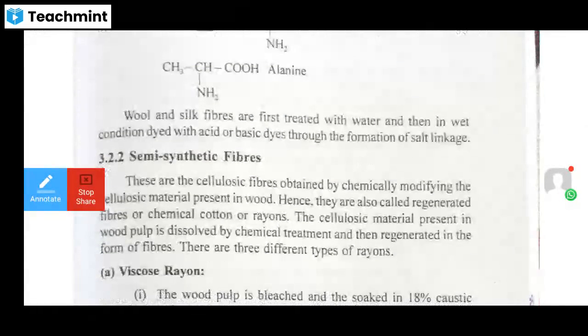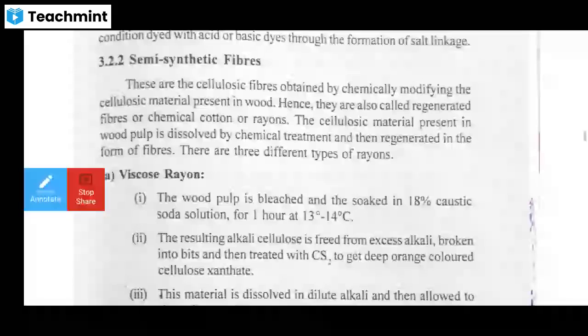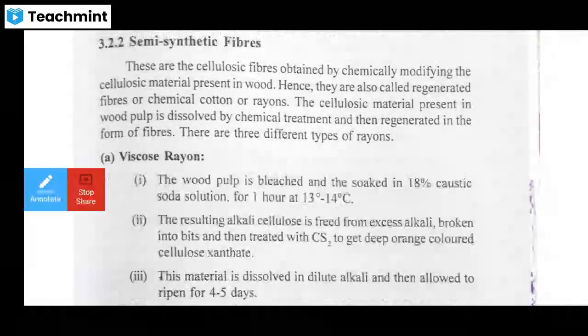Wool and silk fibers are first treated and then, in wet condition, dyed with acid or basic dyes through the formation of salt linkages. Another type is semi-synthetic fibers. These are the important dyes which we have studied, the most commonly used ones.